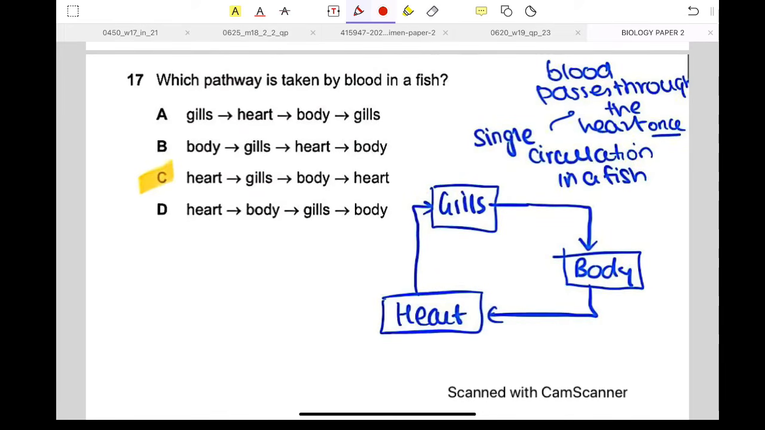Usually you should remember this diagram over here. From the gills, the oxygenated blood will move to the body where it is used for metabolic processes. From the body, this will send the CO2, which is deoxygenated blood, to the heart, and then this will be sent back to the gills. So this is a single circulation because the blood passes through the heart only once in a complete circuit, in a complete cycle, right? So from the heart to the gills, to the body, and again to the heart.